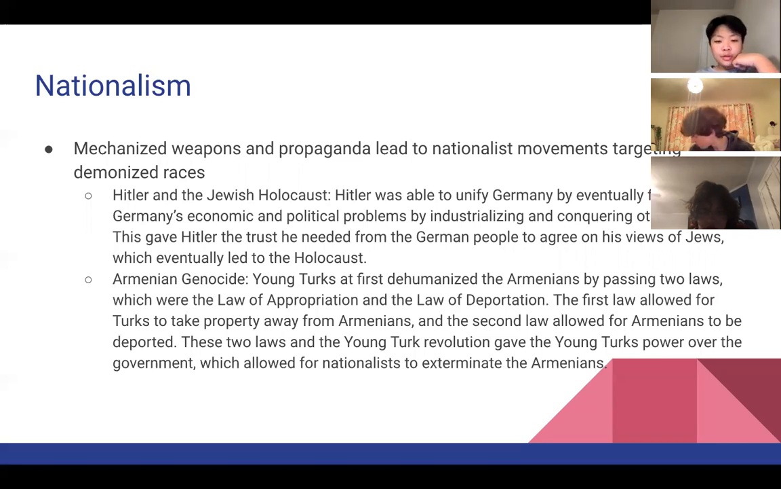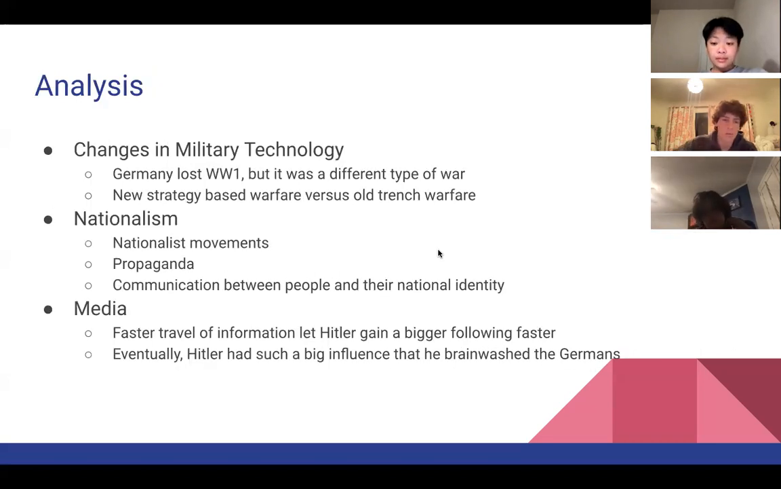The Armenian genocide was another example. Here the Young Turks first dehumanized the Armenians by passing two laws, which were the law of appropriation and the law of deportation. The first law allowed for the Turks to take property away from Armenians, and the second law allowed for Armenians to be deported. These two laws and the Young Turk Revolution gave the Young Turks power in the government, which allowed for nationalists to exterminate and ultimately commit genocide against the Armenians.